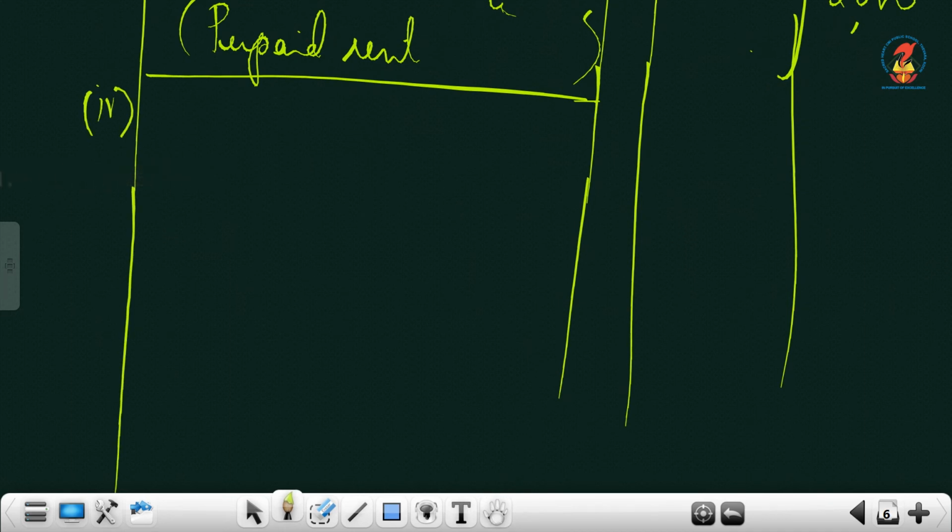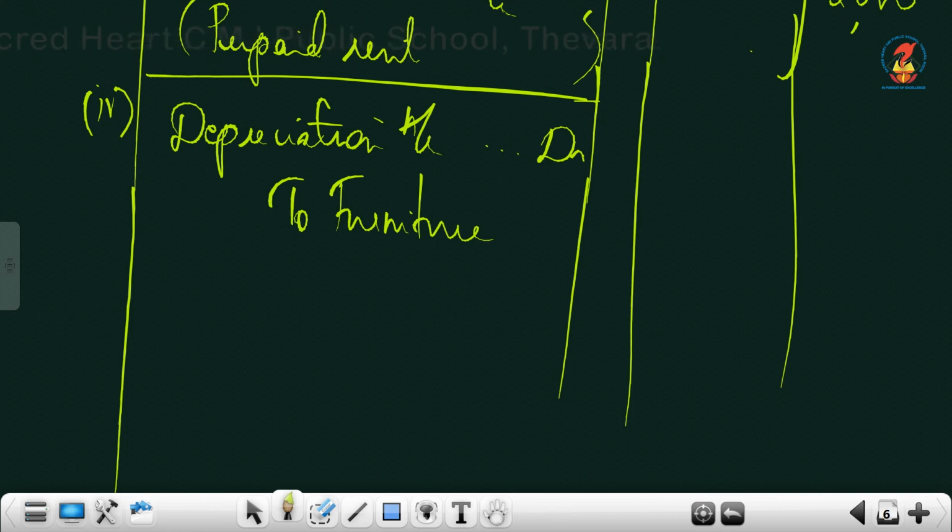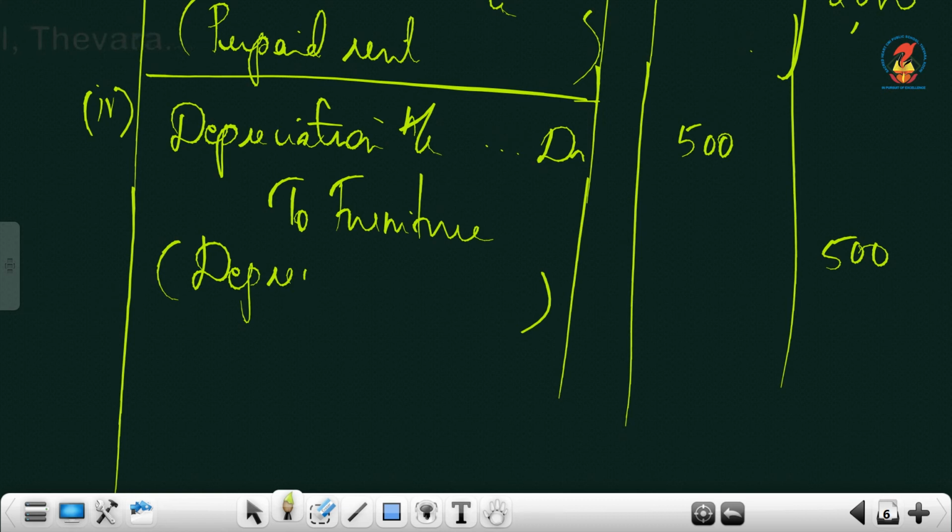The next one. Provide 10% depreciation on furniture. What's the entry? All these entries we discussed just now. It is depreciation account debtor to furniture. And it is not given the amount directly. It is given 10% on 5,000. What is 10% on 5,000? Just cut one zero when you have to take 10%. So it is 500. Depreciation on furniture you can write, or depreciation simply.